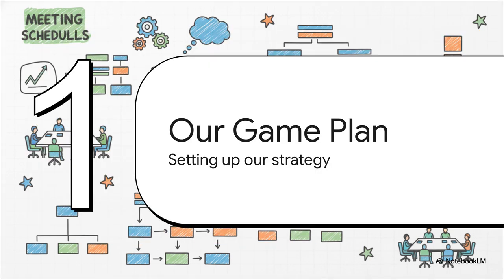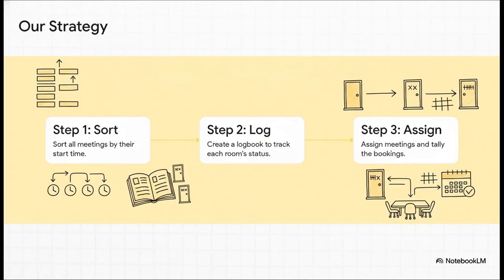Okay, before we just jump in and start assigning rooms, we need a solid strategy. A good plan is what turns a potential mess into a smooth, elegant system. So let's lay down the rules of the game. Our strategy is actually pretty simple, and it breaks down into 3 steps. Step 1 is the absolute foundation of this whole thing. We sort every single meeting request by its start time. Why? Because it's the most fair way to do it. First come, first served. No special treatment, just a clean, logical queue.